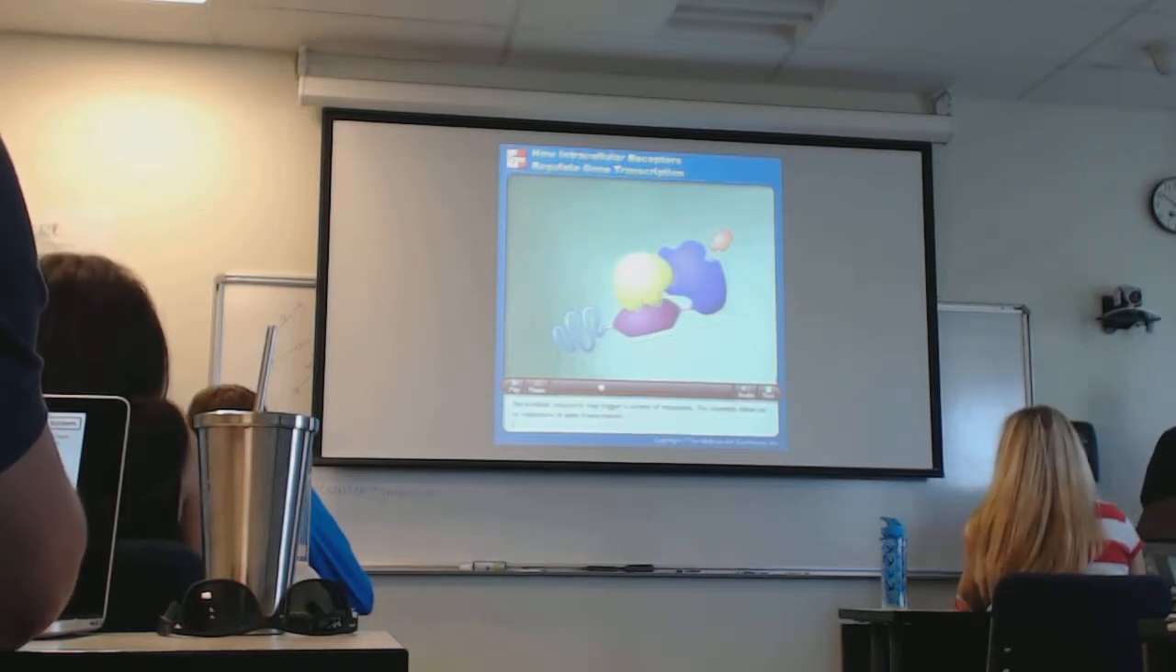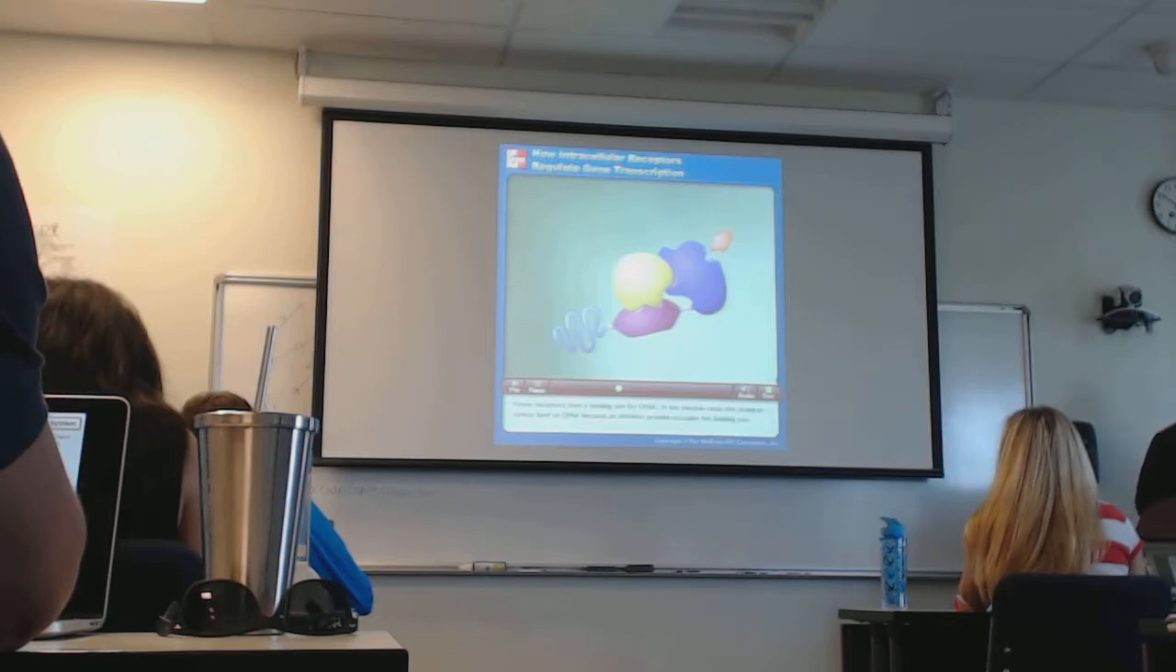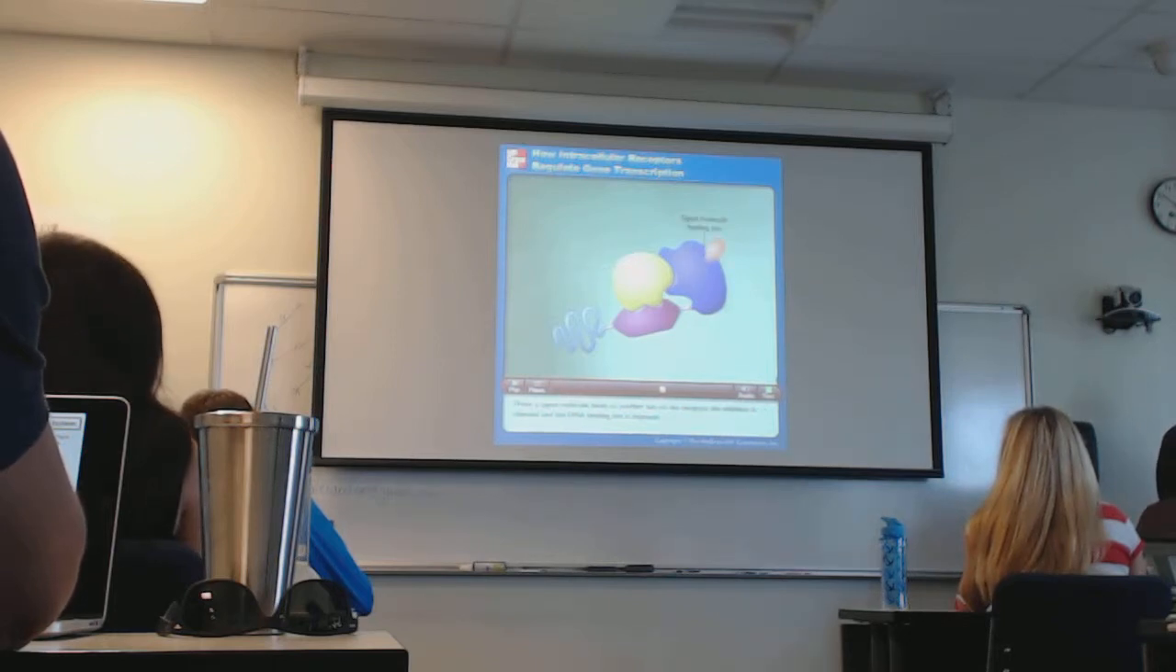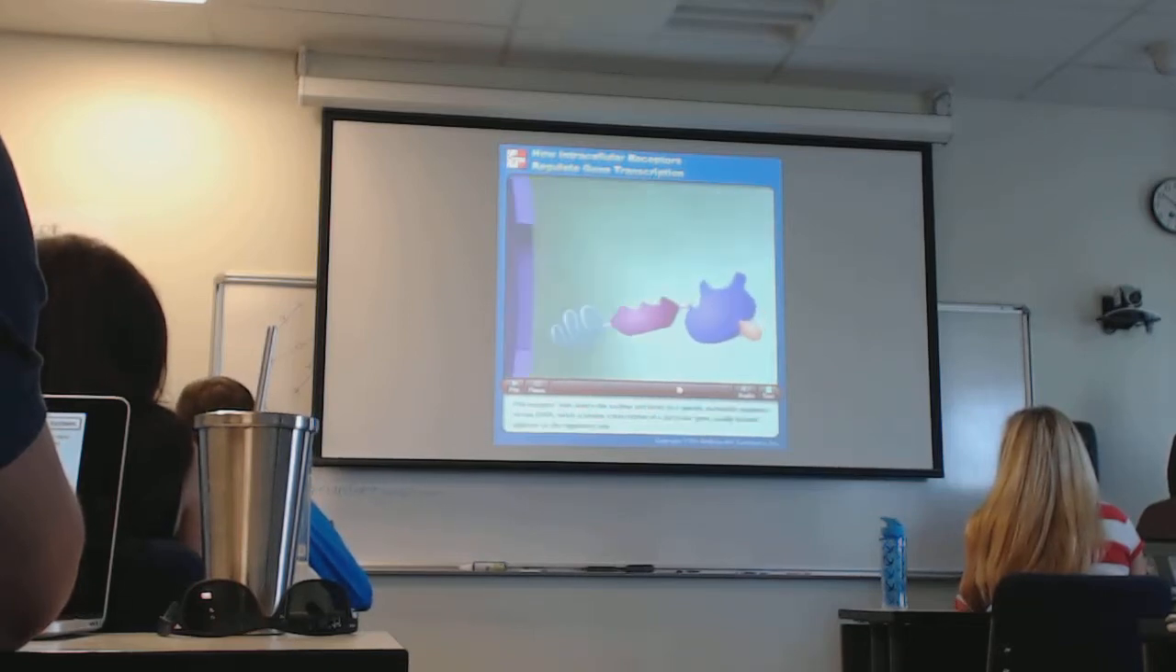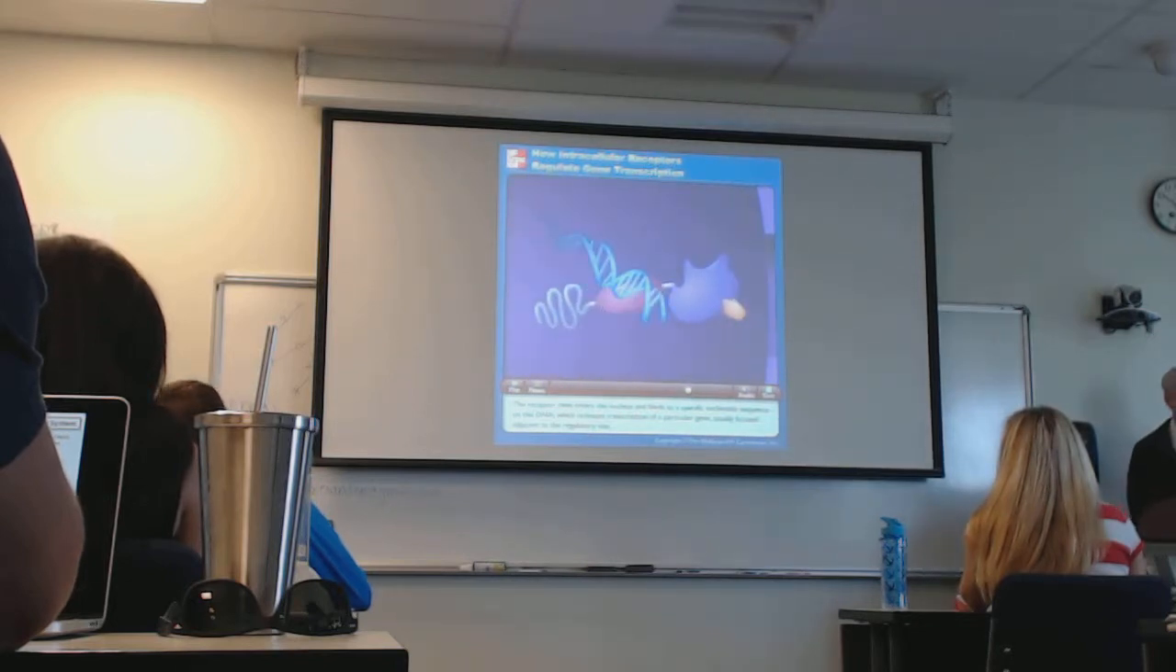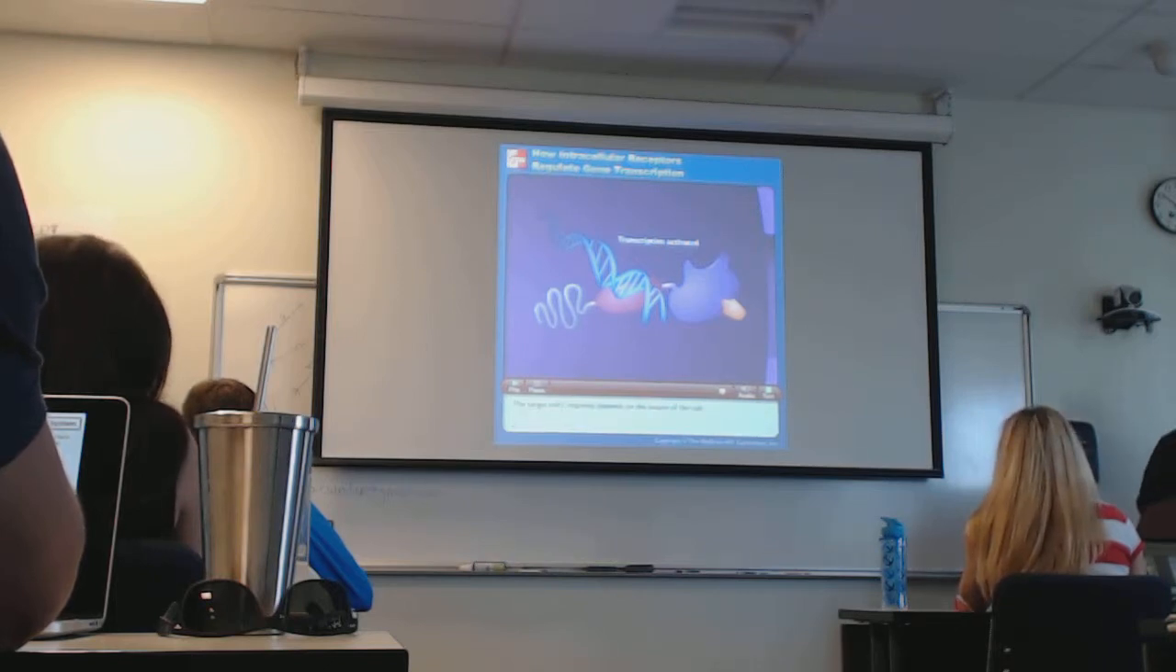Intracellular receptors may trigger a variety of responses. For example, some act as regulators of gene transcription. These receptors have a binding site for DNA. In the inactive state, the receptor cannot bind to DNA because an inhibitor protein occupies the binding site. When a signal molecule binds to another site on the receptor, the inhibitor is released and the DNA binding site is exposed. The receptor then enters the nucleus and binds to a specific nucleotide sequence on the DNA, which activates transcription of a particular gene, usually located adjacent to the regulatory site. The target cell's response depends on the nature of the cell.